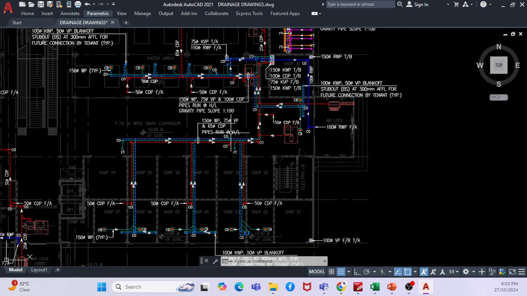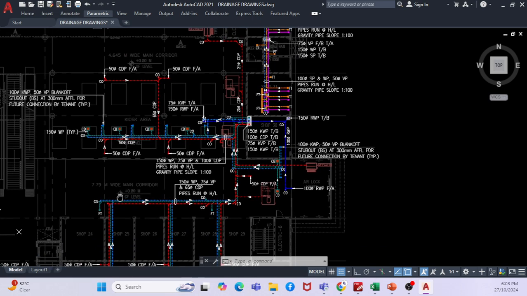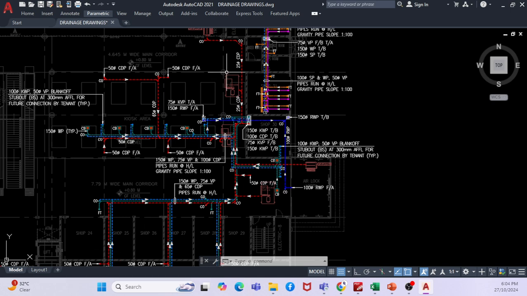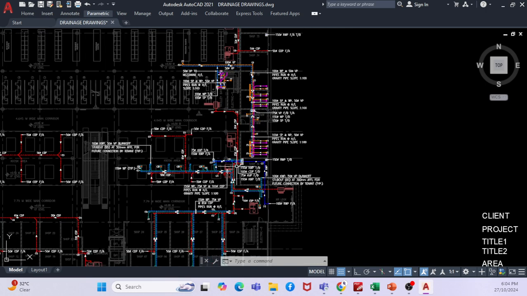Say, for example, what is the purpose? Assume that I have a shaft somewhere here, right? What will happen? The slope will be increased from here to here. Sometimes you may not be able to achieve the false ceiling level, right? So to reduce your level, you have to identify the nearest shaft location where it is possible.